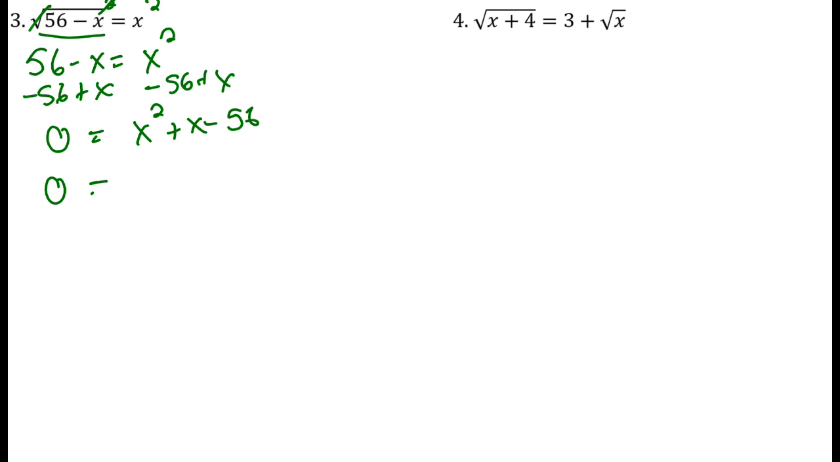And I get 0 equals x squared plus x minus 56. How does this factor? What multiplies to negative 56 and adds to 1? That's 8 and negative 7. So I get x equals negative 8 and x equals 7. So I need to see if these are extraneous solutions or not. So let's plug these values in.